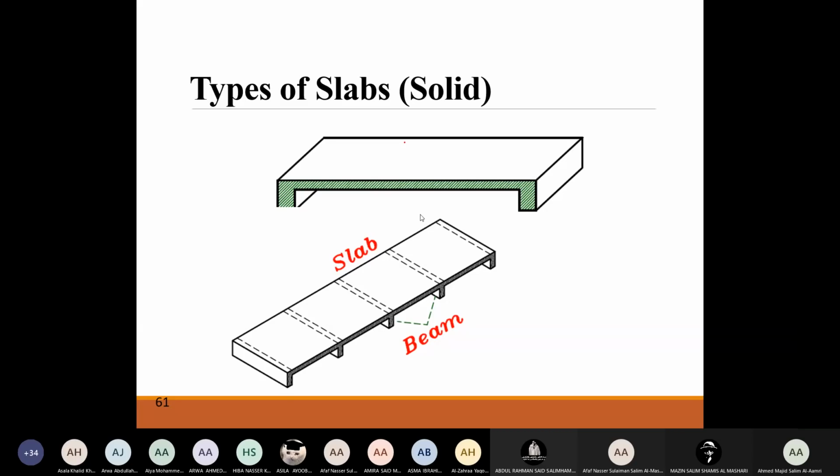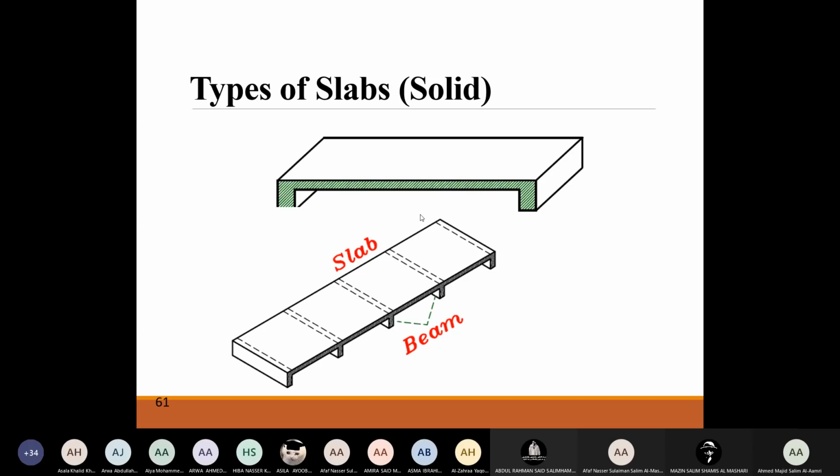Okay. Now, when you talk about dome, it still returns to be one of the categories, but not a separate one. So it follows one of the categories. It depends on whether it's supported or not. If it's supported, then it still functions as a solid slab, although it's circular or curved in shape. Anyhow, whatever we are having here, we are having different types of slabs.